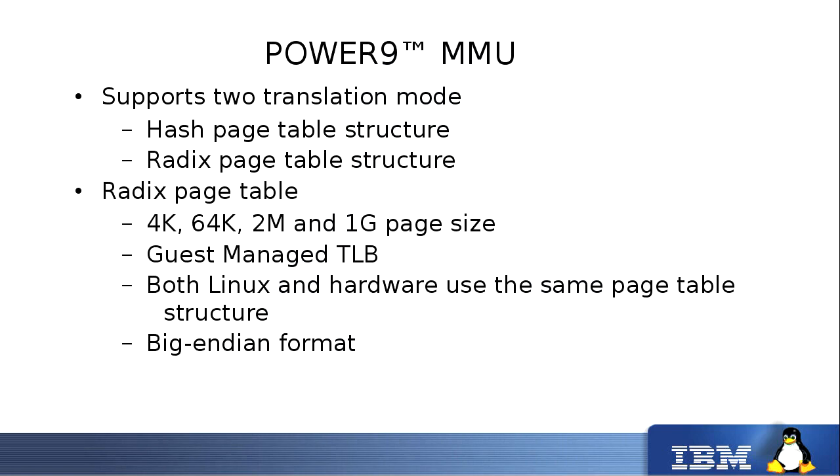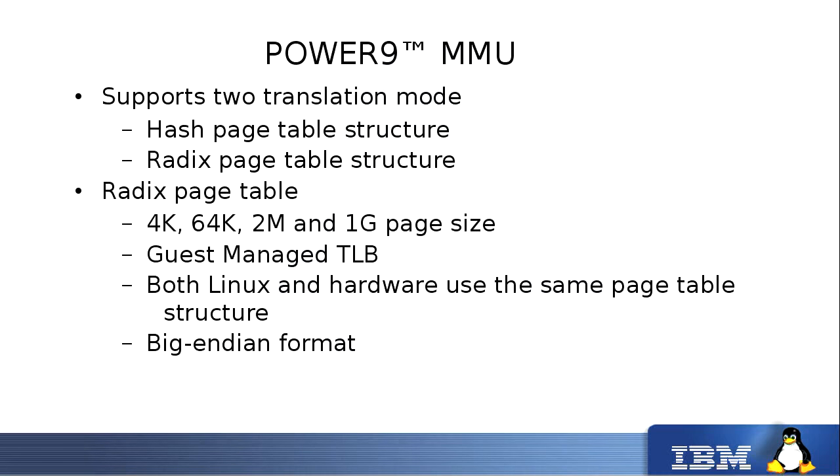I'm introducing this to give you an idea about the challenges that we have in implementing this in the Linux kernel. We also give the ability for the guests to manage translation buffers. As I explained before, in case of hash structure, we have one hash page table for the entire application and the kernel, and that hash page table is primarily managed by the hypervisor. In case of Power 9, we give the guest the ability to manage the translation. That means guests do have translation caches, and guests do have the ability to invalidate the translations.